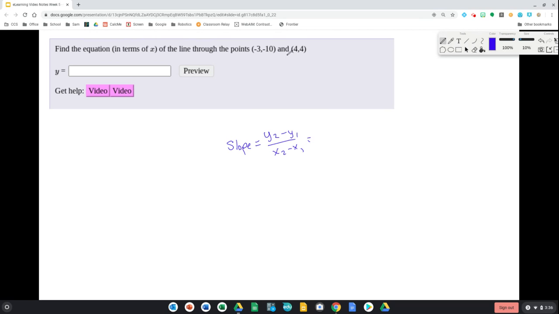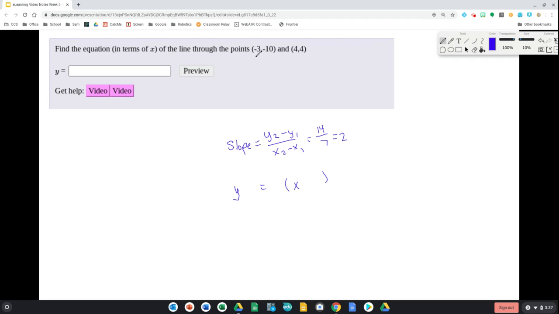Okay, so you should have taken 4 minus negative 10, which is 14. And then you should have taken 4 minus negative 3, which is 7. And you end up with a slope of 2. Once you have that slope of 2, you're going to put it in point slope form. So remember, point slope form, you're basically going to fill in 3 spots. You're going to fill in a spot next to the y. You're going to fill in a spot in front of the parentheses. You're going to fill in a spot next to the x.